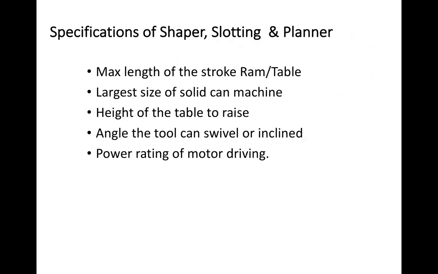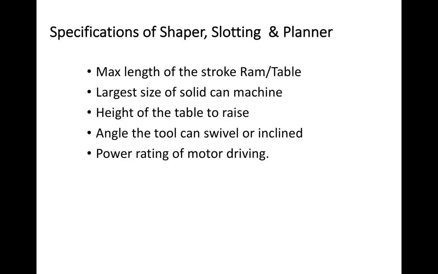Then the specification of the shaper and slotter. We have already seen the specification of the slotter, and for the shaper the same kind of specifications are there. For shaping, slotting, or planing, the same kind of specifications apply, but again I'm repeating them. The maximum length of the stroke for shaper and slotter, and of the table for the planing machine. That is how much distance the ram is moving on the shaper or slotter, and how much distance the table is moving. The length of the table travel is a basic specification for these kinds of machines. Then the size of the workpiece mounted, since large workpieces can be machined, and the height to which the table can be raised. These three specifications you have already seen, and similar ones are there for slotter and planer.